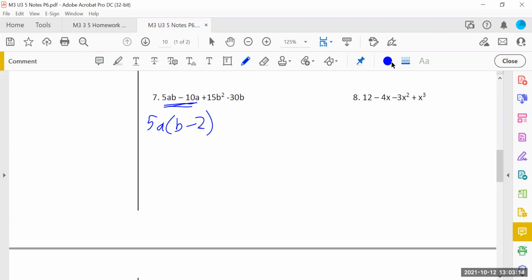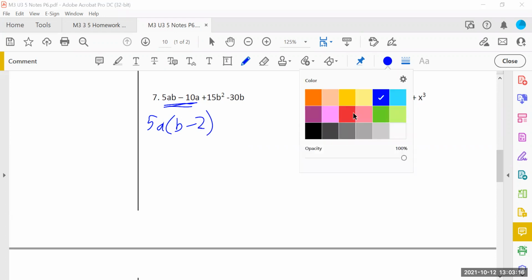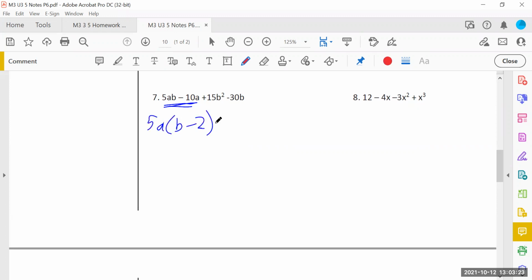Here's the mistake. What if I look at the next one and I say, well, I'm going to take out a 5b. That sounds kind of like what we just did. I'm going to take out a 5b. If I take out a 5b plus 5b, 3b minus 6. Do those parentheses match? No, they don't. Why not? What did I make a mistake doing? I didn't factor out a big enough greatest common factor. Does that make sense? What should I have factored out?